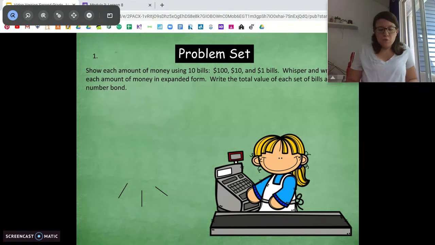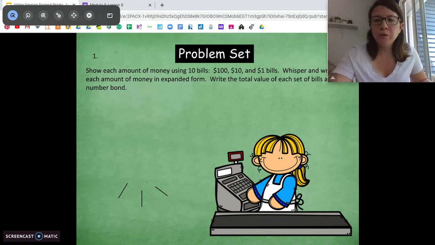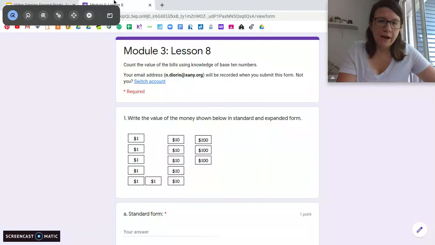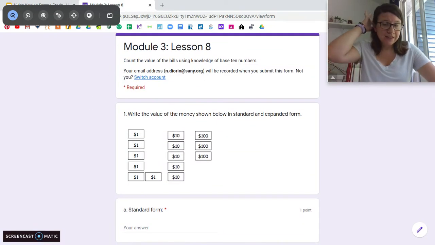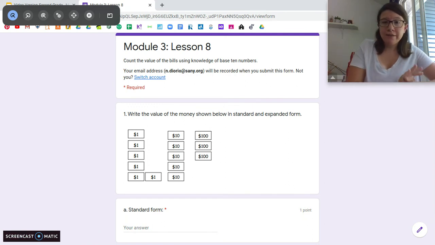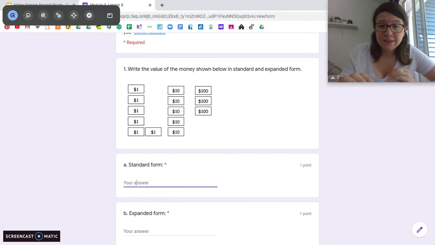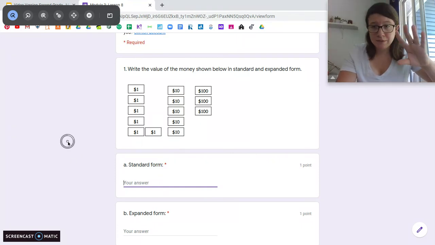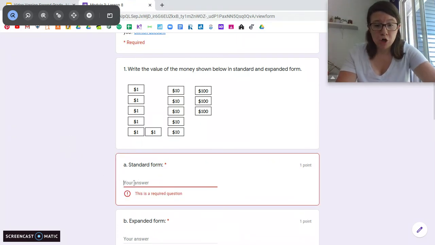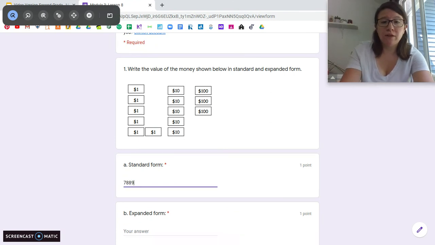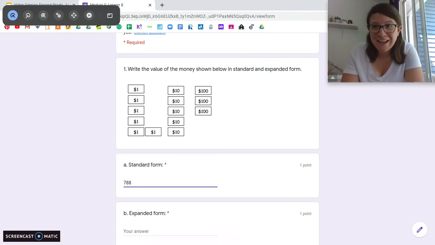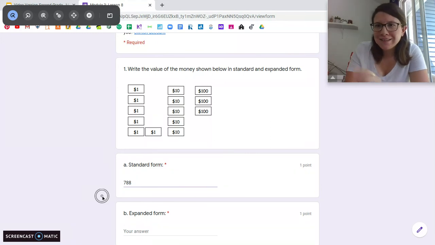Okay. Woo! I'm going to get us into our exit ticket. So what you're going to need to do is kind of the same thing we just did in our lesson. You're going to count the value of the money. First, you're going to write it in standard form. Remember, standard form is just the number. So count your hundreds, count your tens, count your ones, add them together, write the number. So this is going to be your number, whatever that number is. It's not 788, I promise, but I'm not going to tell you the answer.